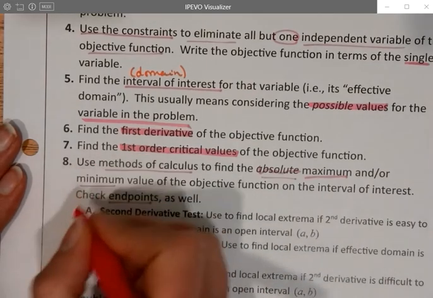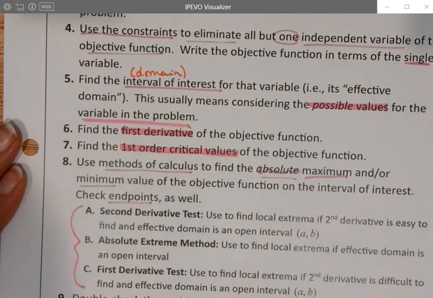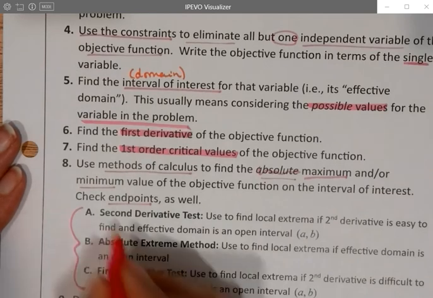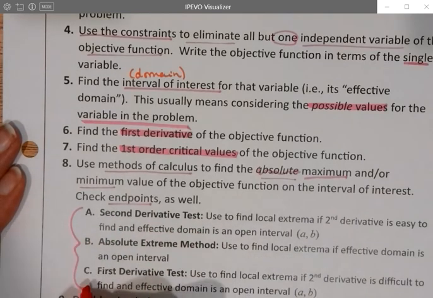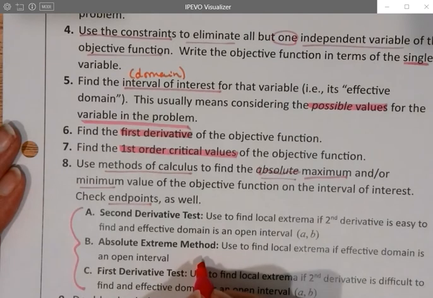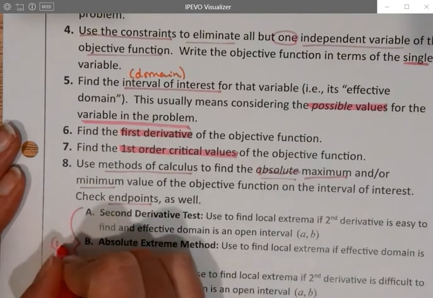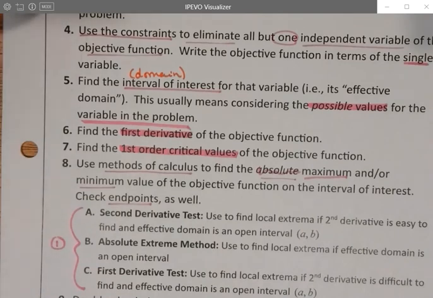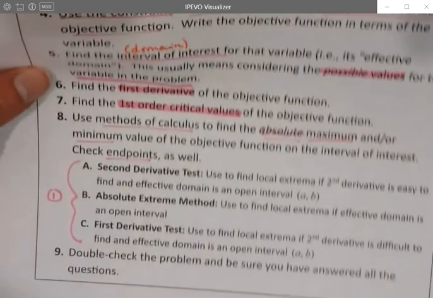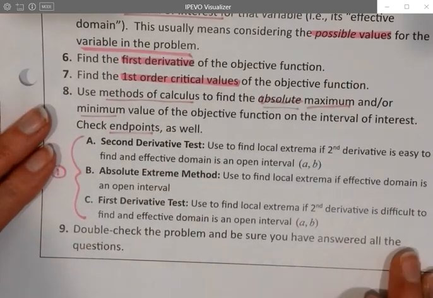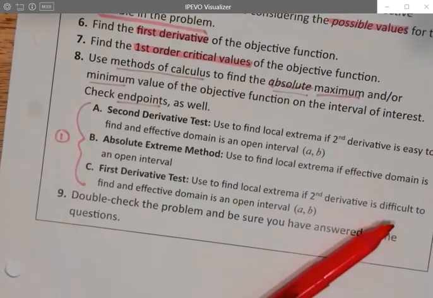Now, in step 8, there are 3 possible tests that we can use to classify these. We can use either the second derivative test or the test for absolute extrema, which was in the first section, or the first derivative test. So you're going to choose one of these, not use all 3 of them, of course, but choose one of those tests. And finally, once you're done, double check the problem and make sure you've answered all the questions.